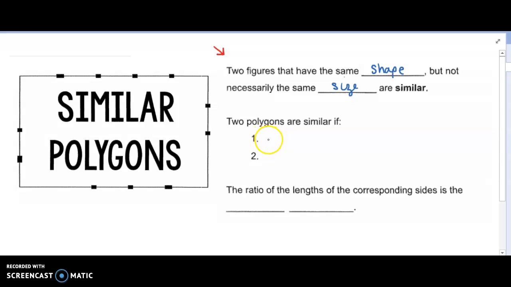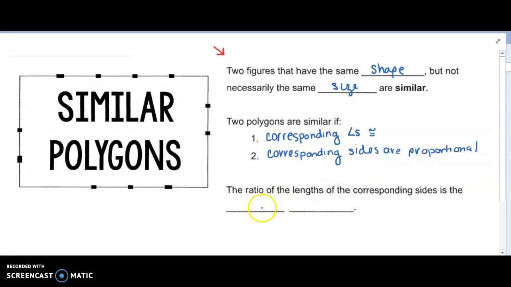The two polygons are similar if, and we've already written this on our other thing that we pasted into our interactive student notebook, but corresponding angles are congruent and corresponding sides are proportional. Okay, and the ratio of the lengths of the corresponding sides is called the scale factor. And the scale factor is generally designated with a lowercase letter k.